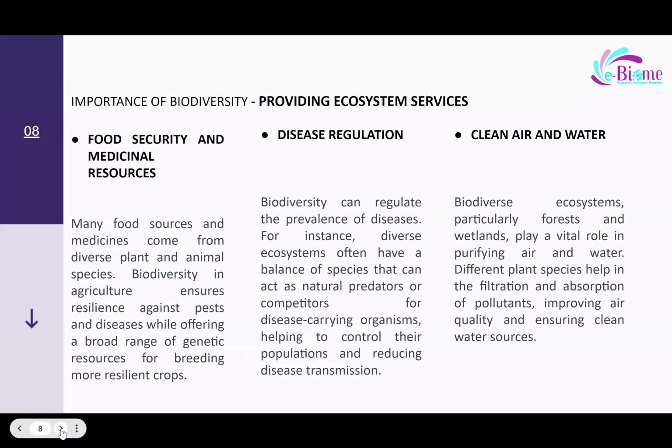We also have clean air. I stated earlier on the importance of plants in absorbing carbon dioxide from the atmosphere. We also have the oceans, which are the largest sink for absorbing carbon dioxide and the rest, right? So these are very important roles that biodiversity and ecosystems play in ensuring that we have clean air and water, in ensuring that disease is regulated, in ensuring that people have food and other medicinal resources to take care of themselves in the case of disease outbreaks.